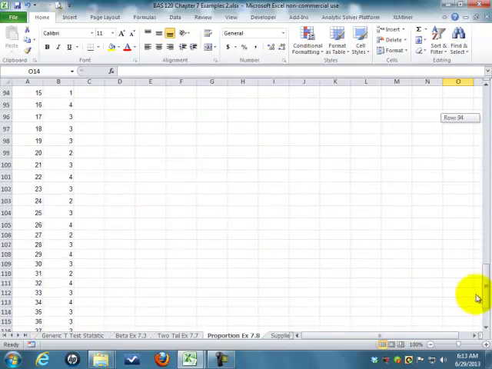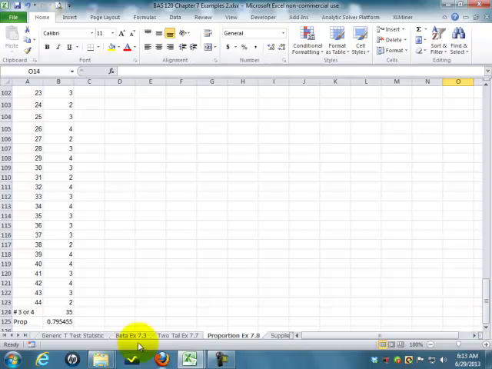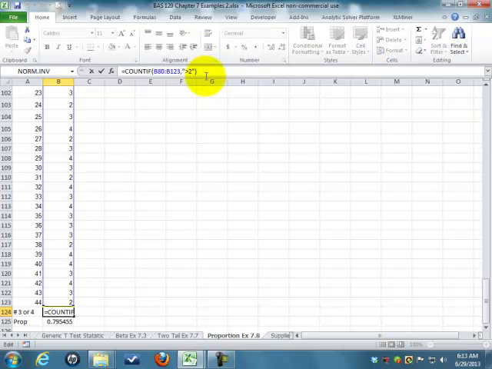Now, down at the bottom, they gave us the raw data for CADsoft. We had to do a little bit of manipulating because notice it was 1 through 5, and they told us that they rated people as satisfied if they scored a 3 or a 4. Okay, so we went in here and we did our COUNTIF function. We said go through all of this and count if it's greater than 2, i.e. a 3 or a 4.